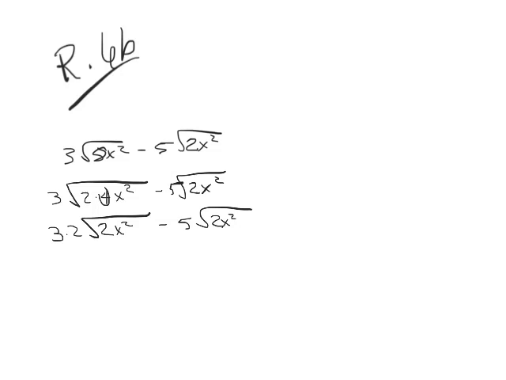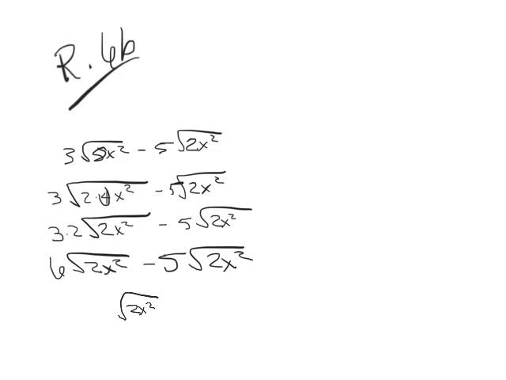So what we're going to do here is take 6 square root of 2x squared minus 5 square root of 2x squared. And because what's under the radical sign here is the same as what's under the radical sign here, we can subtract 6 minus 5 and get 1. So we get the square root of 2x squared. Now, whenever we have an exponent, we can see if we can pull part of that x or all of that x out.